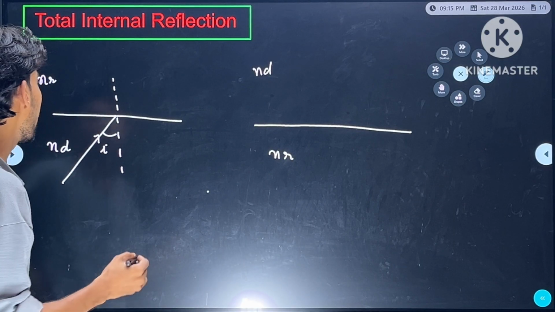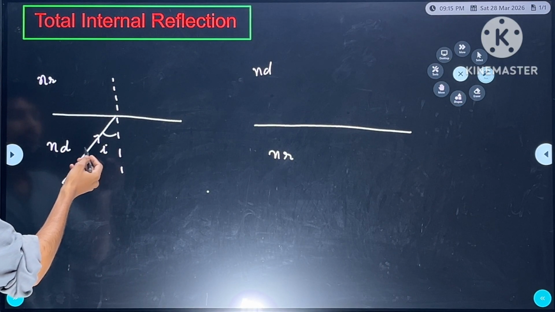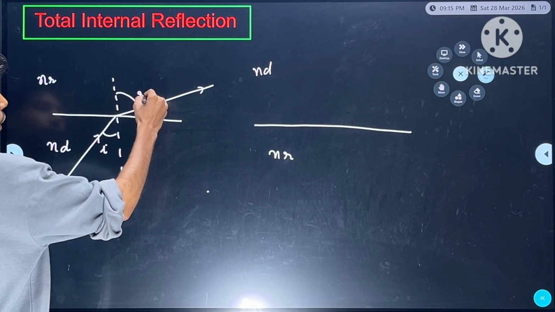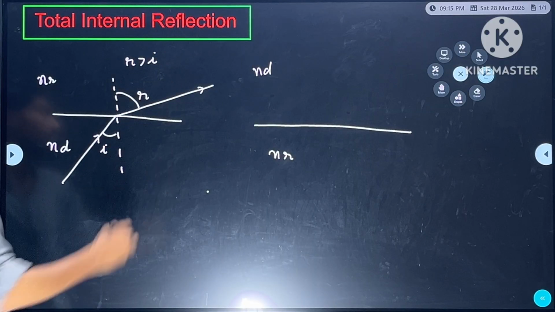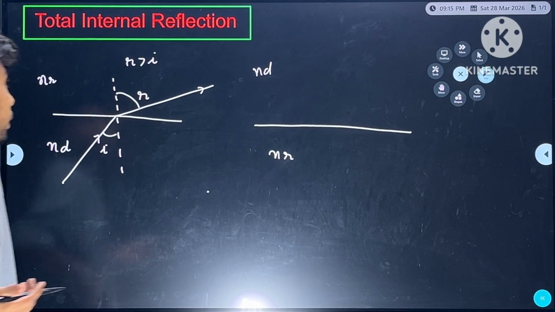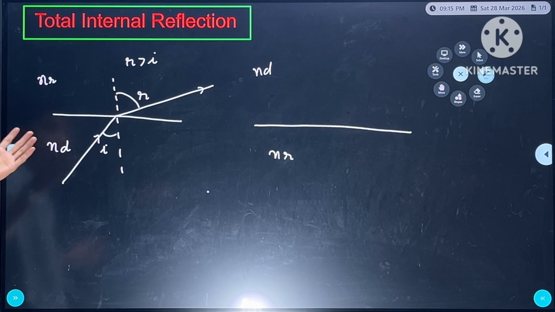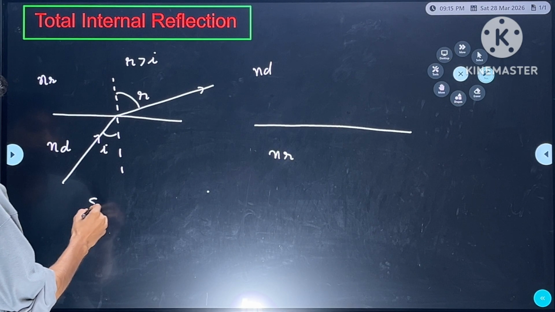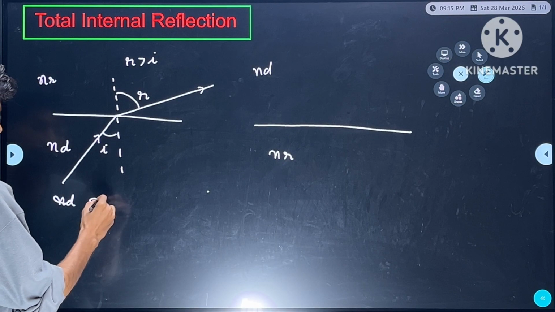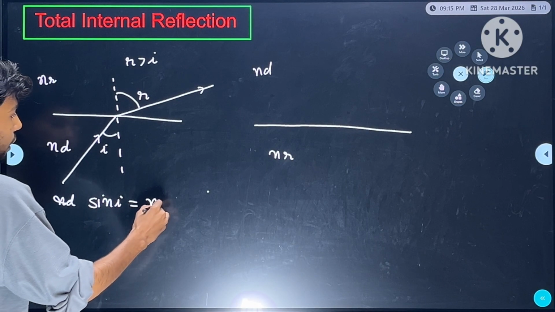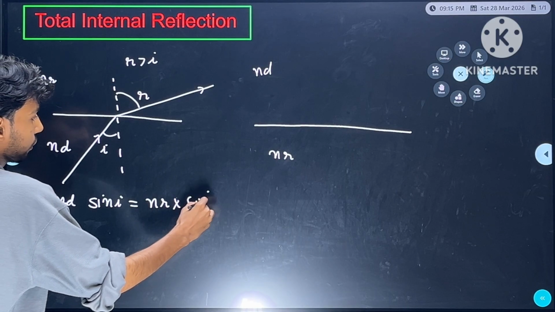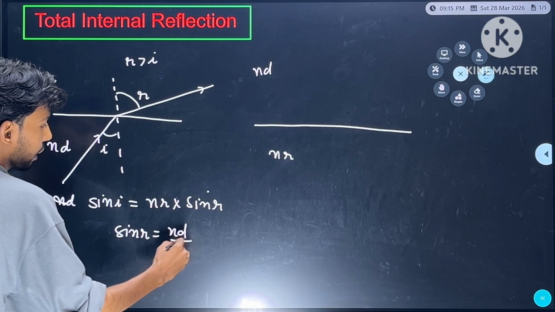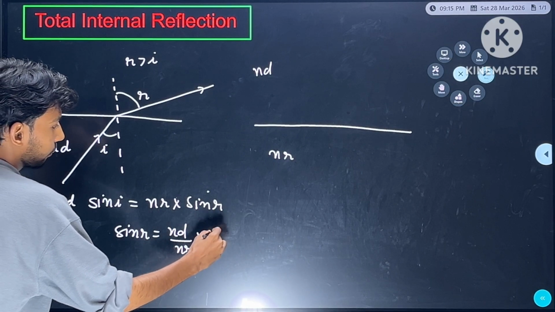So theoretically we know that as light ray is traveling from denser to rarer media, it should go away from the normal. That means this angle of refraction R should be greater than angle of incidence. That is the theoretical concept that we have studied. Why this R is greater than I, that also we can see using Snell's law. You know that if I write ND into sin I, that will become equal to NR into sin R. So if you see the value of sin R, then this sin R will become equal to ND by NR into sin I.